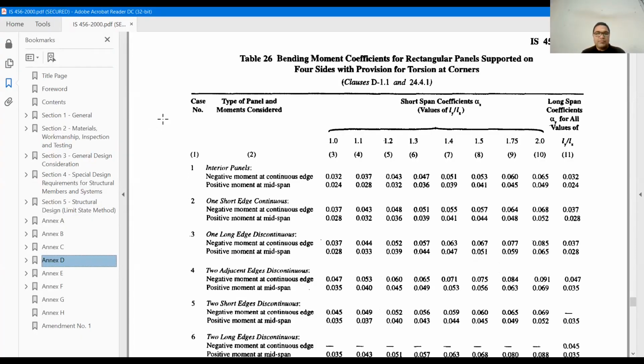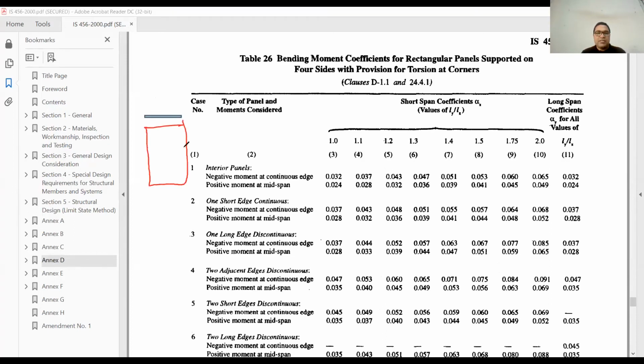So this time, as you can see, our slab is like this. In this case, it is continuous, it is continuous, it is continuous, and this one is discontinuous. So one short edge is discontinuous, one short edge is continuous. So now we have to see whether this case will fall in the 9 cases or how we perceive it.